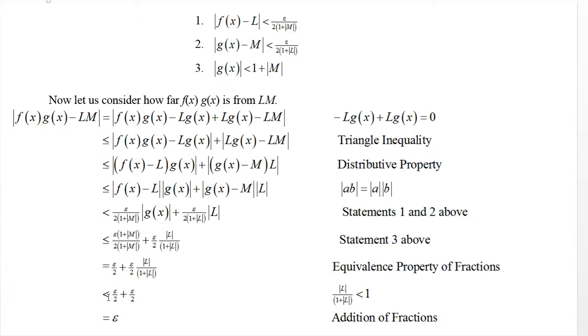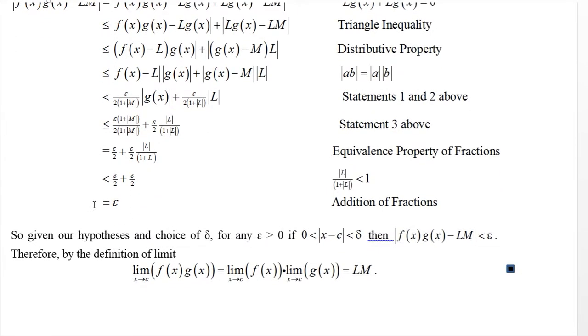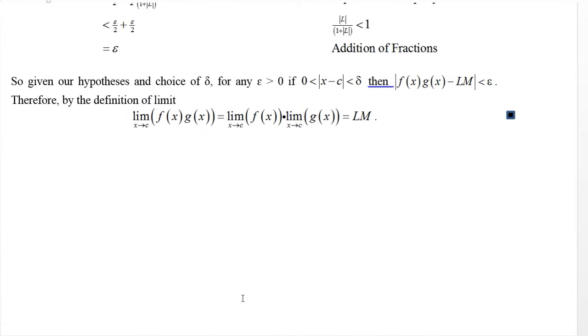Okay, so we get strictly less than epsilon over 2 plus epsilon over 2, which of course equals epsilon. So ultimately we started with this, and we see that it's less than epsilon, and that's what we want. And so by our choice of delta, for any epsilon we pick, if we choose the delta like we did above, then x's that are within delta of c, the f of x times g of x will be within epsilon of L times m. So by definition of the limit, the limit of the product is the product of limits.